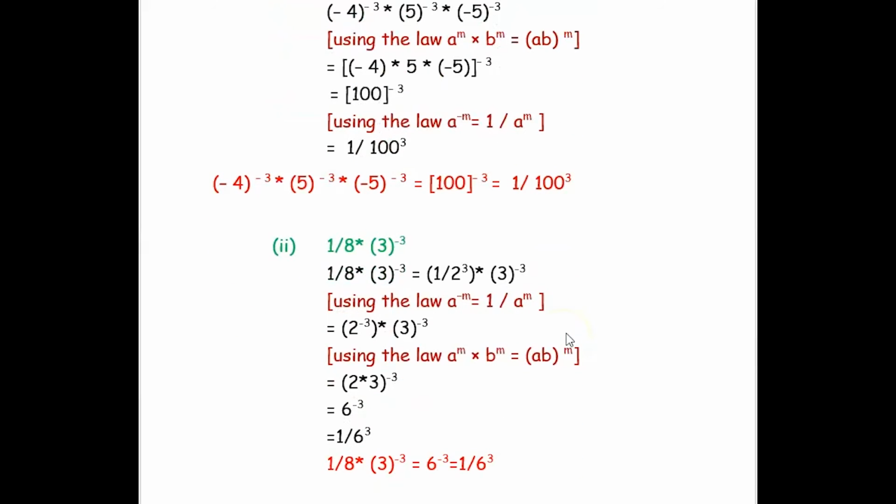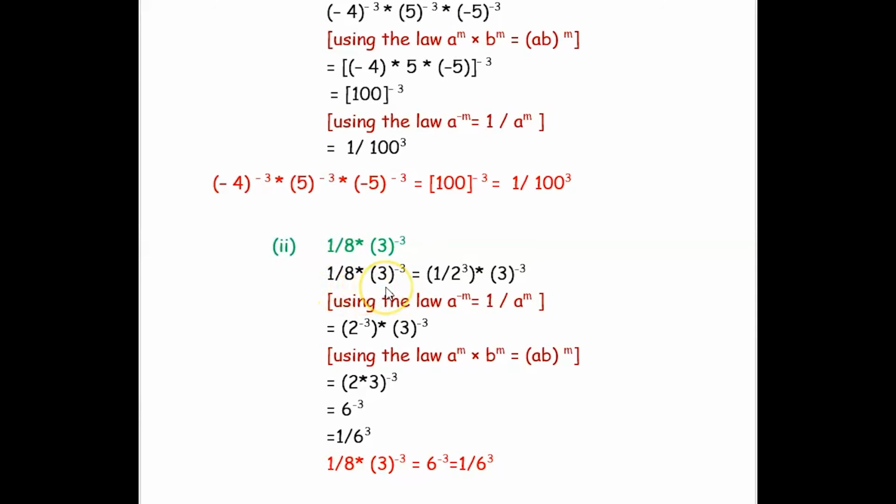Next question. 1 divided by 8 into 3 raised to the power of -3. Here the base is 3 and the power is -3. So we have to think how we can write this 8 in terms of base 3. We cannot write 8 in terms of base 3, so we are going to write 8 as a power with base 2. We know that 2 into 2 into 2 is 8, so 8 can be written as 2 raised to the power of 3.